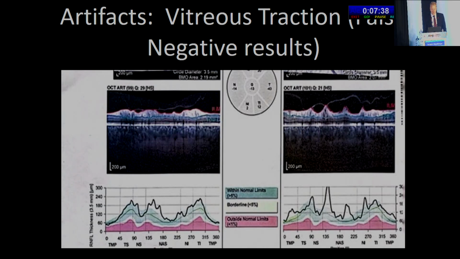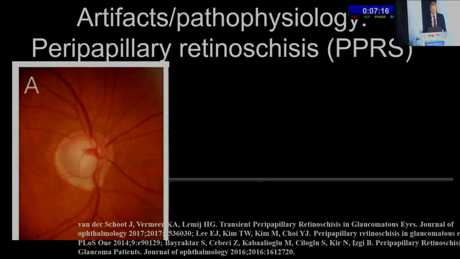You see artifacts from vitreous traction. You can see this patient who, if you just looked here at their plot, you'd think, oh my God, this eye is normal, but you can see this vitreous attaching to their nerve fiber layer and actually making their thickness much thicker than it would be. And then when this releases, it'll seem like their nerve fiber layer thickness became thinner, which is actually just an artifact of the vitreous traction.